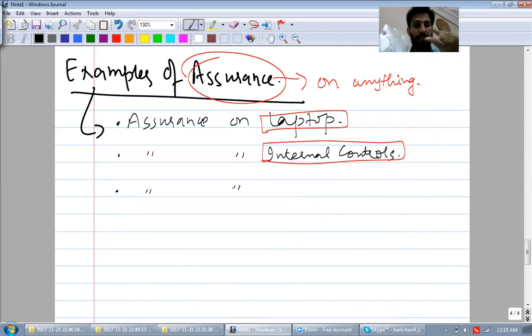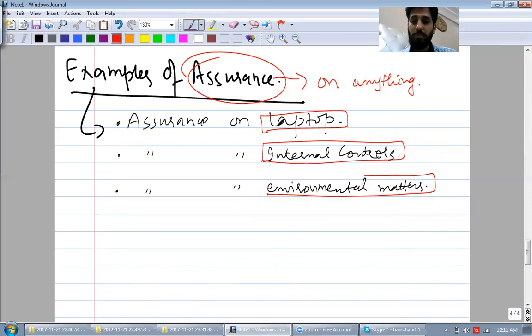Now we are moving towards another example. For example, there is a chemical factory which is polluting the environment, and there is a law that you can produce at most 4% pollution in the country, and the government has some doubt that you are producing more and more pollution than the requirement. So the government may appoint an independent firm to check the environmental and pollution level. So which is called assurance on environmental matters. This can also be the case.